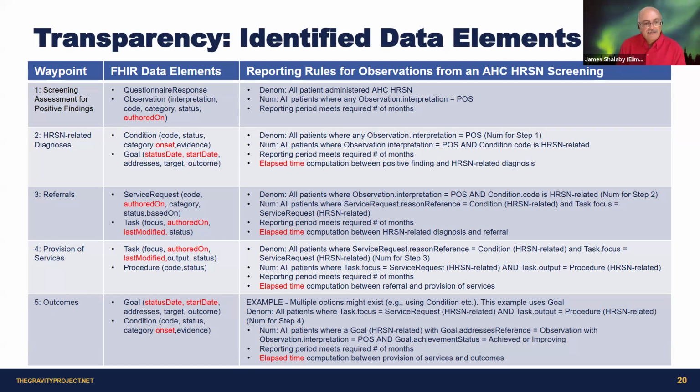And then the next step is provision of services. The numerator here is, out of the patients who were referred, how many had services provided in a timely manner. And that's really what step 4 is. And step 5 is, out of the patients who have actually had provision of services, what were the outcomes? And did they reach goal? And so the involved elements are goal and condition.